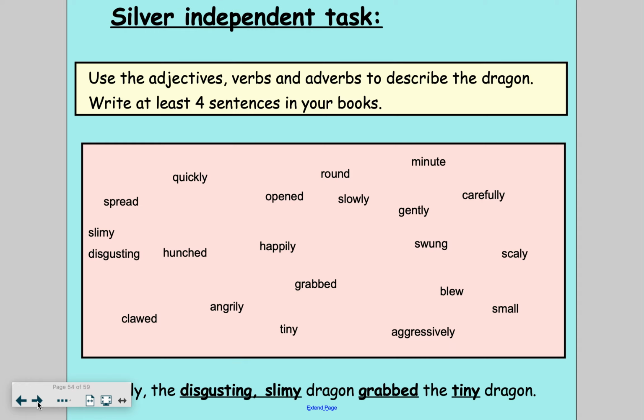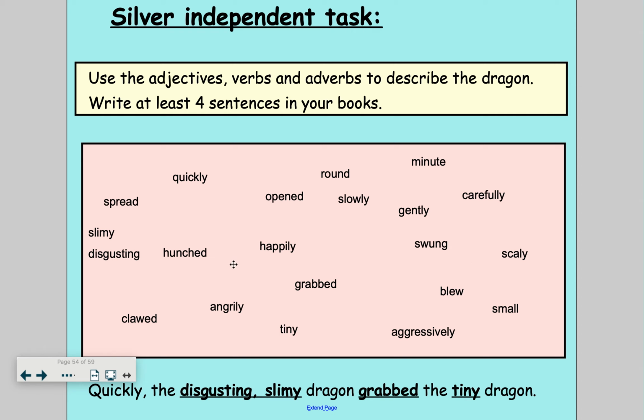Pause here. Don't pause here, pause here. You need to use the adjectives, verbs, and adverbs in here to describe your dragon. Write at least 4 sentences in your book. Okay, so you need to look at all these words. There's lots of different words here. There's verbs, adverbs, adjectives. So this is a complete mixture of word groups. Okay, you just need to use these to help you write your sentences. Okay, and you need to come up with at least 4.